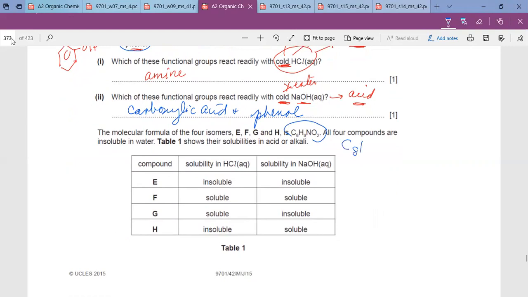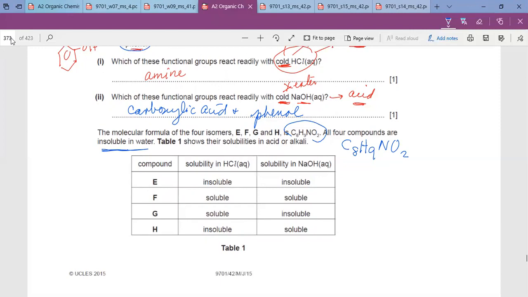C8H9NO2. All 4 compounds are insoluble in water. That means it will dissolve in acid, it will dissolve in alkali. That means the functional group is reacting.